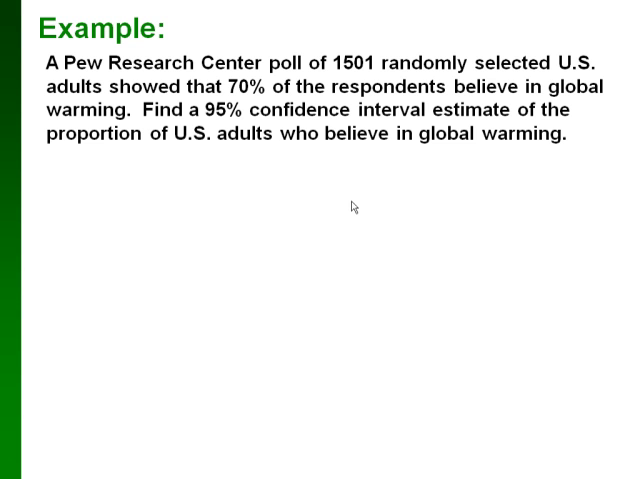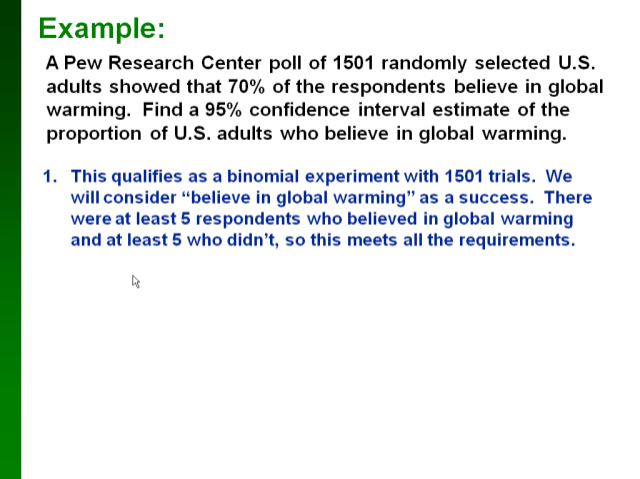Here's an example. A poll of 1,501 randomly selected adults showed that 70% of the respondents believe in global warming. We want to find a 95% confidence interval estimate of the proportion of U.S. adults who believe in global warming. First, we want to look at our requirements. This does qualify as a binomial experiment because there were only 2 outcomes, and we can assume that the trials were independent. And if we look at the sample data, there would have been at least 5 respondents who said they believed in global warming, and at least 5 who didn't.